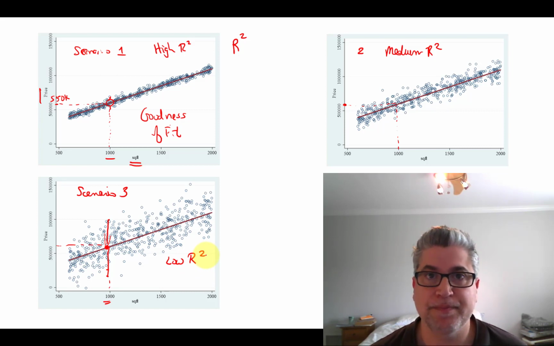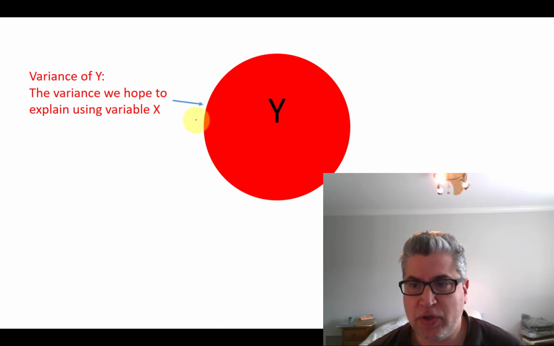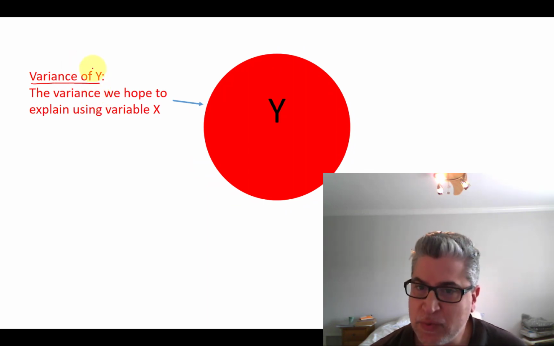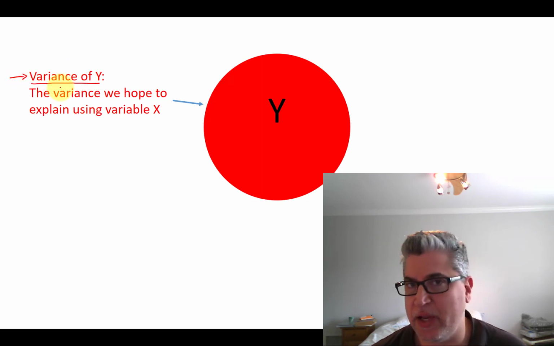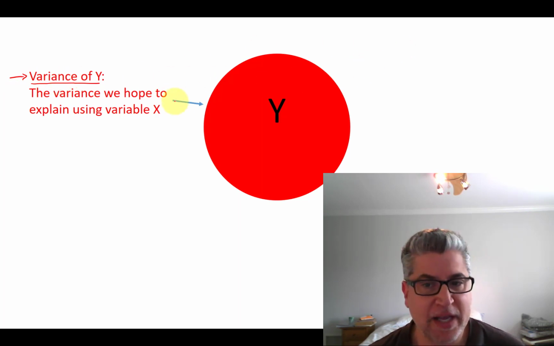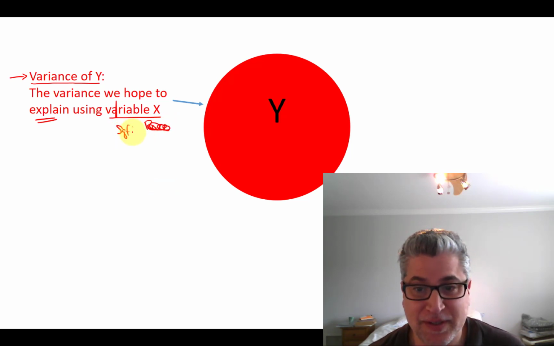Let's go even deeper. Imagine a kind of Venn diagram where we have a circle that represents the variance of y, all the different prices that y could take. Now, this is what we're trying to get a handle on. We are trying to understand what determines the price of a house. And what we're hoping is that we're going to develop some kind of regression model that helps us use some x variable like square footage to help us predict or explain the price.